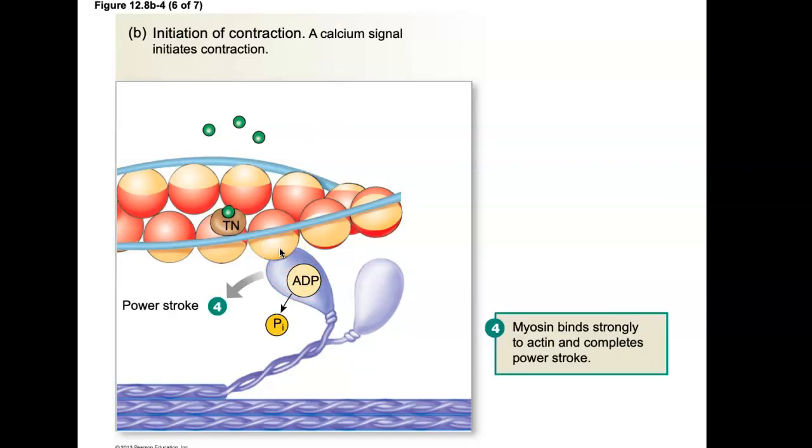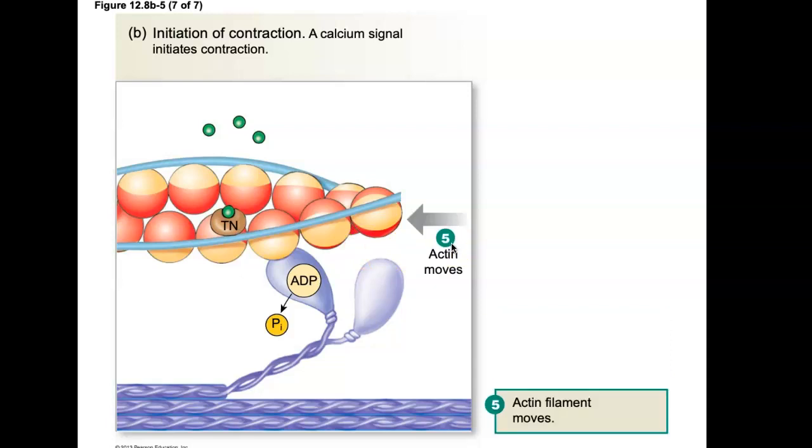What's going to happen next is that it's going to complete a power stroke. So this direction of the arrow is showing that it's going to move this way, and I'm going to have actin sliding in that direction. It'll then release and attach onto the next one and push, and release and attach and push, and release and attach. And that's what we're calling the power stroke. This diagram is showing how actin filament is going to move.